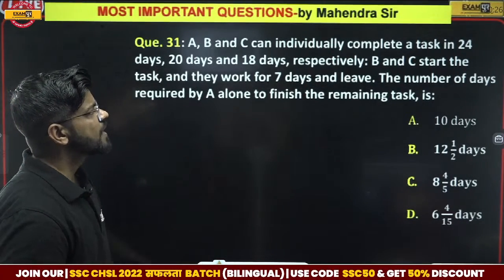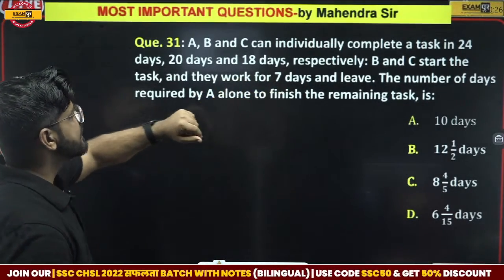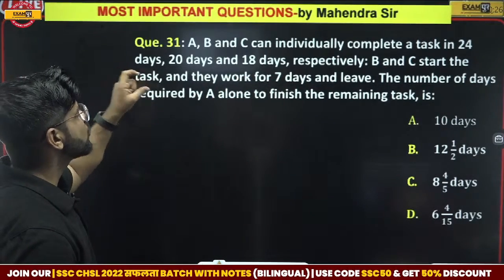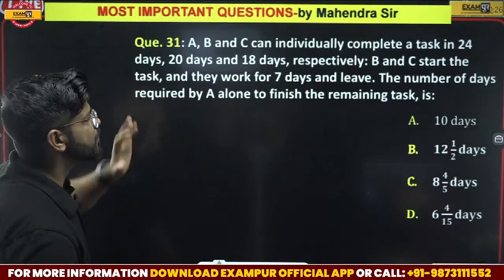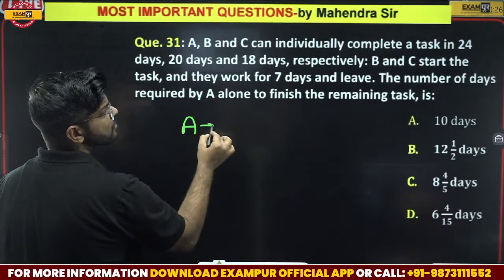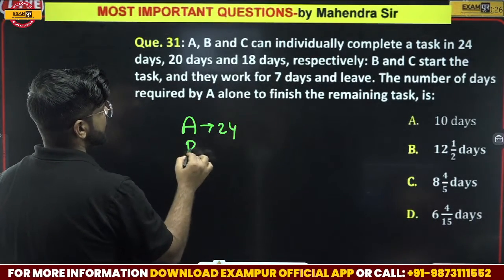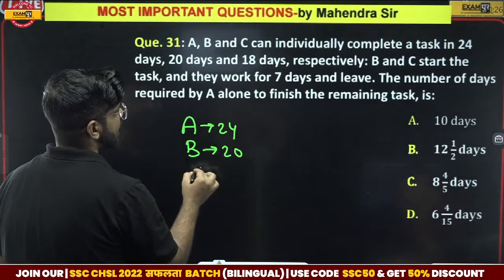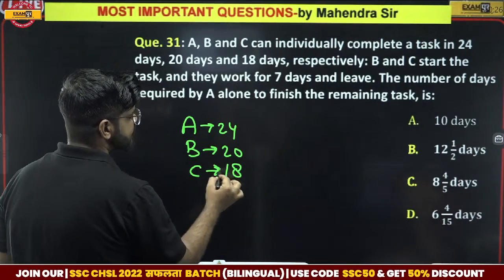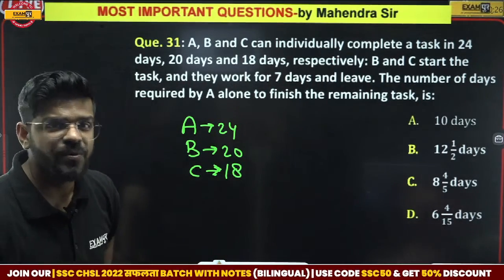A, B, C can individually complete a task in 24 days, 20 days and 18 days respectively. So A is doing it in 24 days, B in 20 days, and C in 18 days. Yes or no? Yes, exactly.